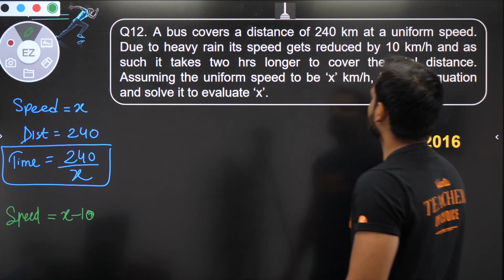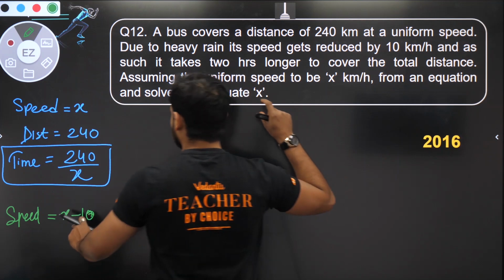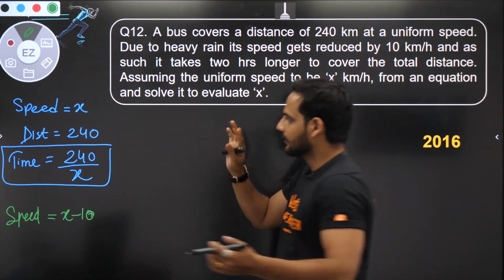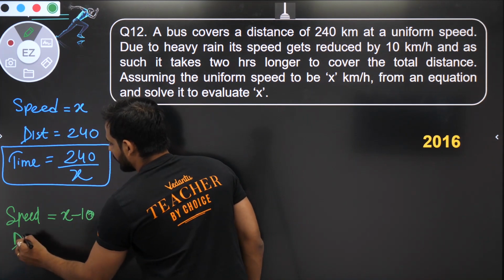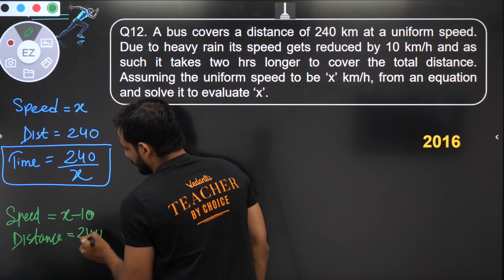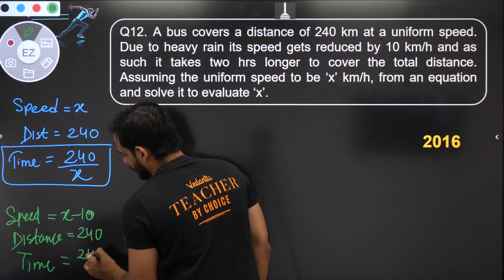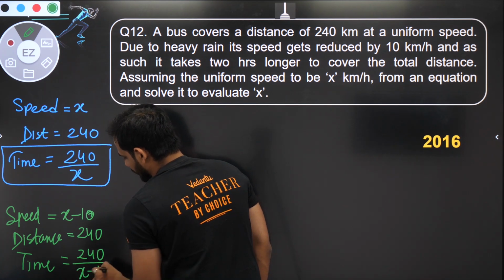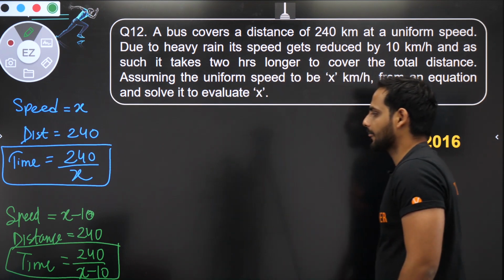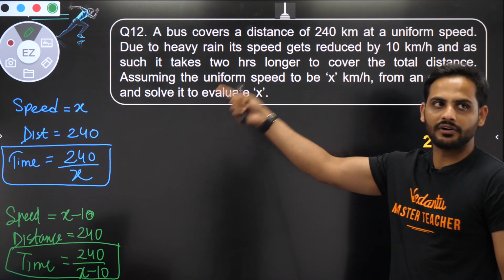Such that it takes 2 hours longer to cover the total distance. Speed is x minus 10. Will the distance change? No. Distance will remain the same, so distance for me is again 240 only. So time taken in this case will be 240 upon x minus 10. These are the 2 times. So this green one is the rainy part, and the blue one is the normal part.